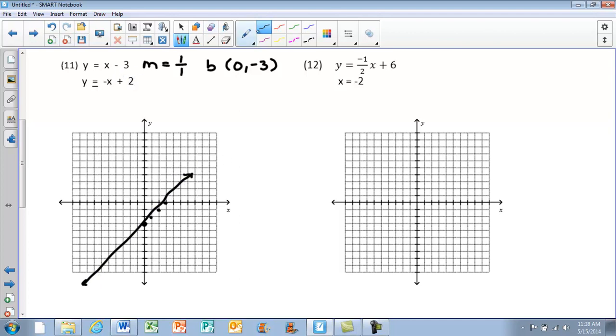Then my second equation, change colors here. My slope is going to be negative 1 over 1. And my b, or my y-intercept, will be at 0, 2. So I'm going to start at 0, 2. And I'm going to go down 1, over 1. Down 1, over 1. Down 1, over 1.